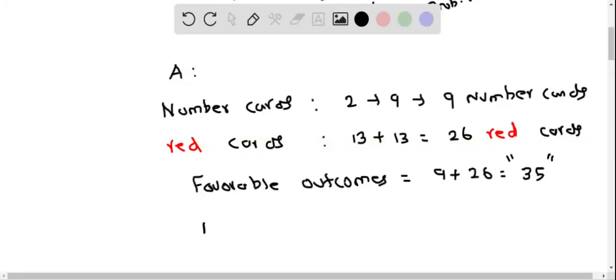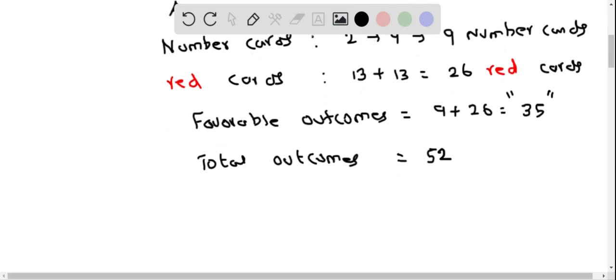Now we know that the total outcomes, which is the total number of cards, equals 52 because it's a 52 card deck. Now let's write P of A. So we write P of A, and this equals favorable outcomes, which is 35, over total outcomes, which is 52. So this is P of A.